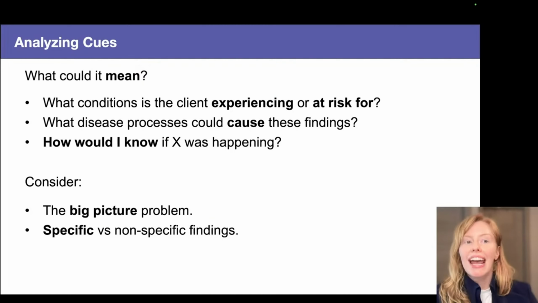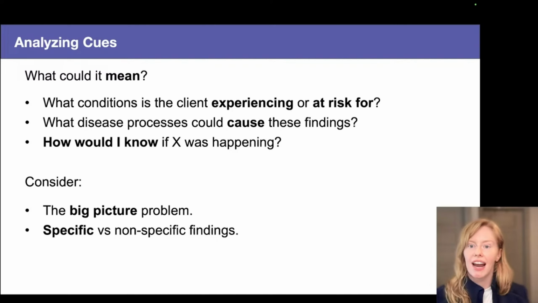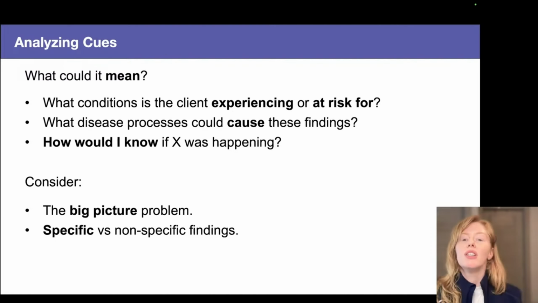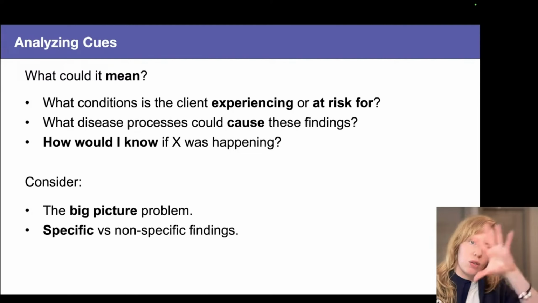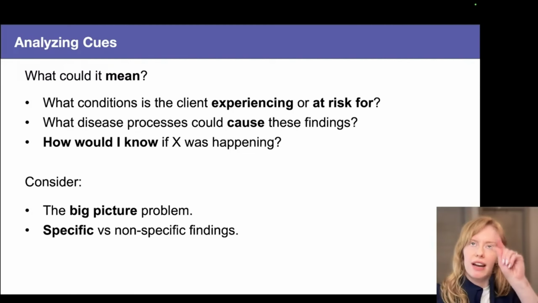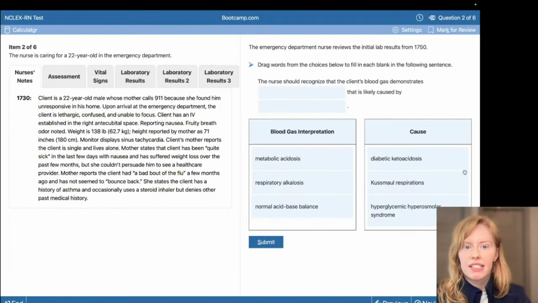Then next, we're going to analyze these cues or figure out what they could mean. They would ask what condition the patient is experiencing or at risk for experiencing, what could cause these findings, or how I would know if this or that complication was happening. So keep in mind the big picture problem, all right? Keep this whole picture in mind and don't interpret any one thing in isolation. So let's take a look at how they want us to do that here.